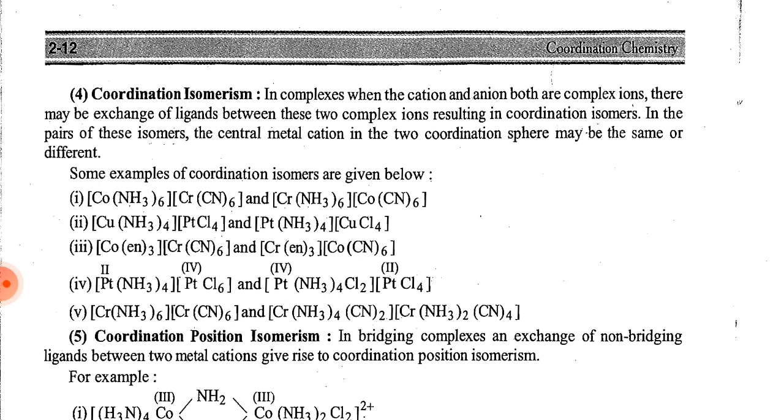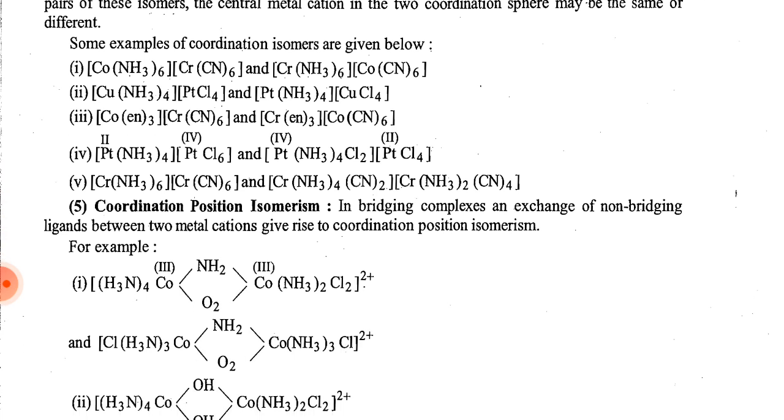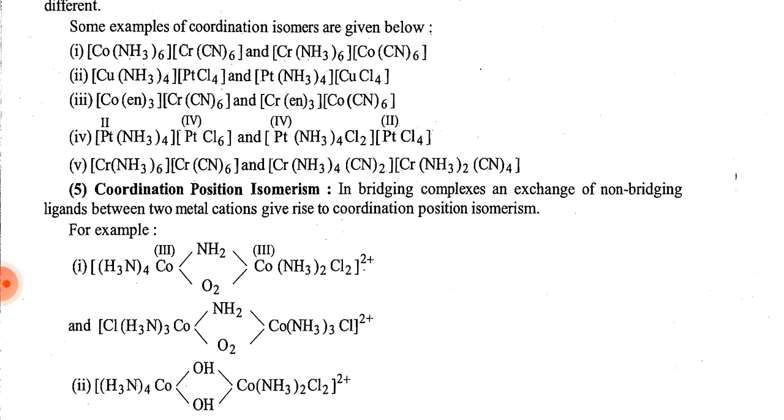So, what is coordination isomerism? The cation and anion are both complex ions, so ligands are exchanged between the two complex ions. In this way, coordination isomers are formed. Some examples of coordination isomers are given below.